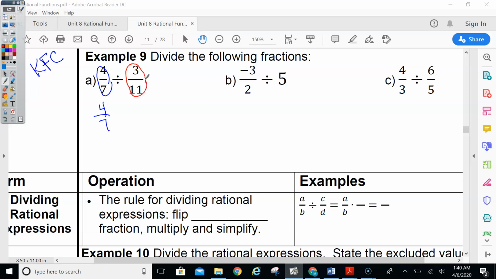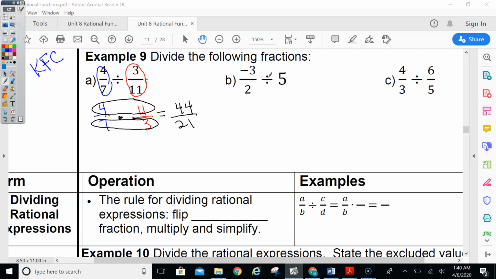So we're going to flip this one around, 11 over 3, and we're going to change the sign to a multiplication. So keep, flip, change. And then we still do top, top, bottom, bottom. So this time, that's an 11 there. When I do top, top, I get 44 here. I do bottom, bottom, I get 21. So the only difference for dividing is you have to flip it around first, and then you multiply across. So then you multiply numerators and denominators.